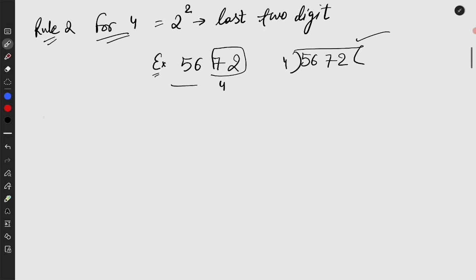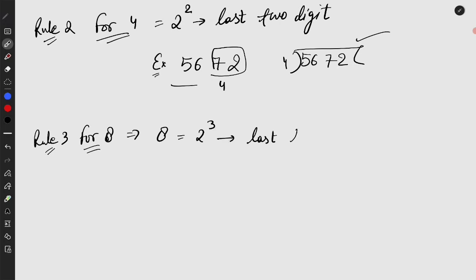Right. Now let's see rule number 3, that is for 8. If you look at 8, you observe the pattern has started to form. Now 8 can be represented as 2 to the power 3. Now you can guess. For that, we can go for the last 3 digits. If the last 3 digits are divisible by 8, then the entire number will also be divisible by 8.